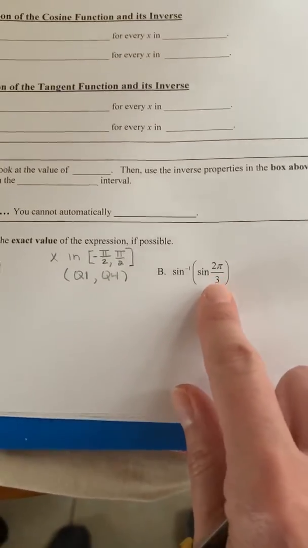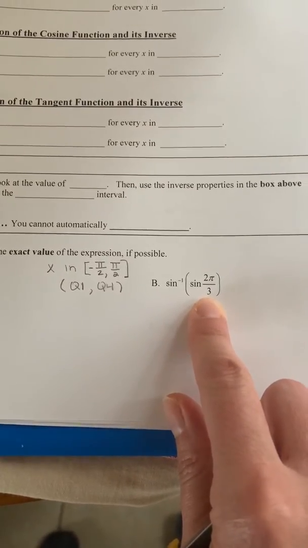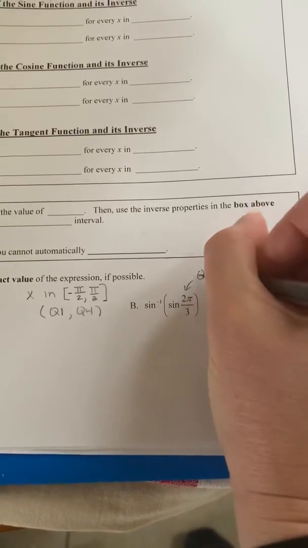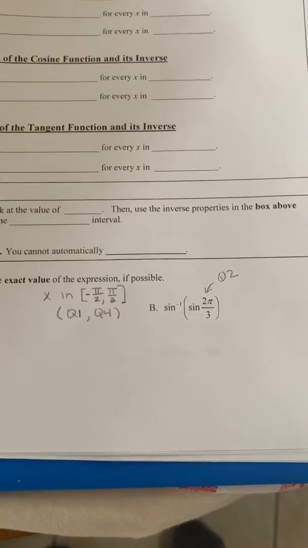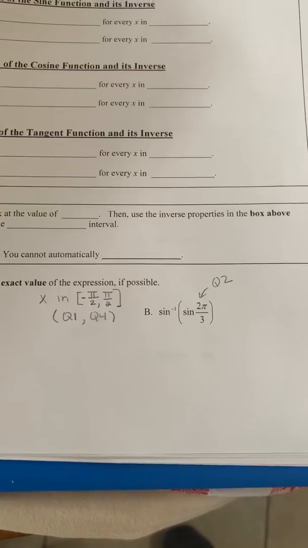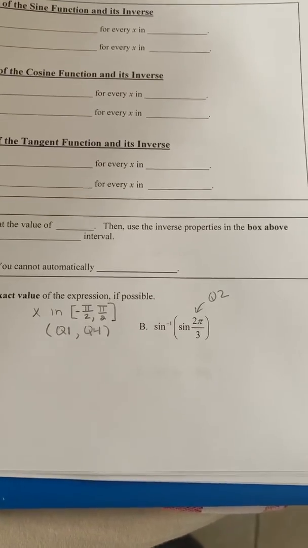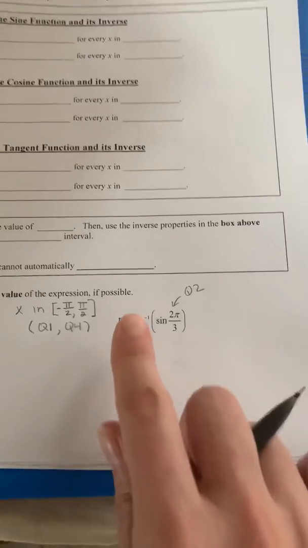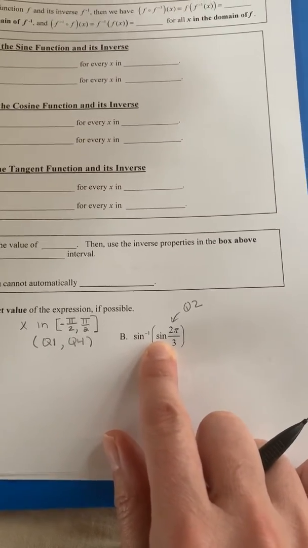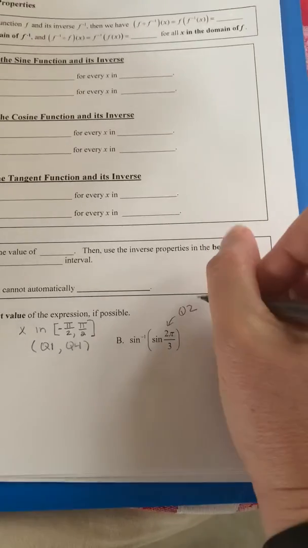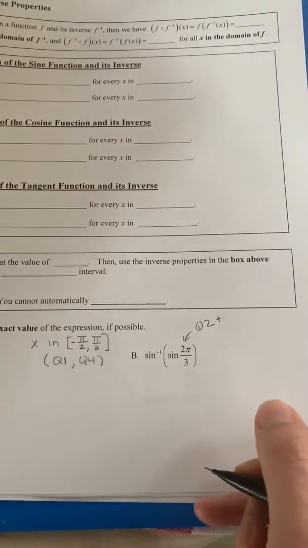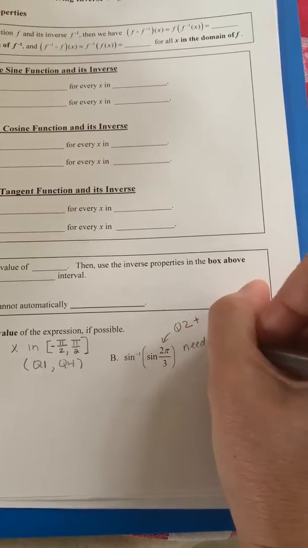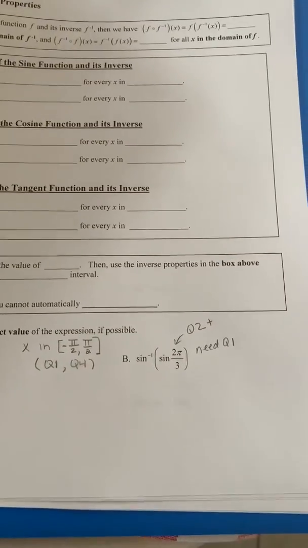Okay. Now in part B, we have a problem. 2 pi over 3, rather, is not an angle in quadrant 1 and 4. In fact, it's an angle in quadrant 2. So we need to see if there's an angle similar in quadrant 1 or 4 to this quadrant 2 angle. So we first need to think about the sine function. In quadrant 2, the sine function is positive. Okay, so that tells us that we need a quadrant 1 angle, because quadrant 1 is also where the sine is positive.